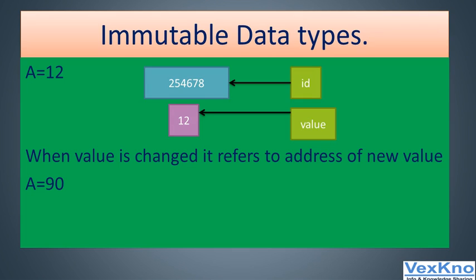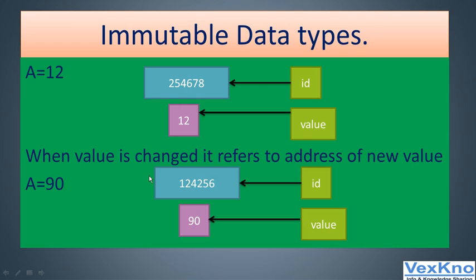Each value is accompanied by an ID. That means whenever you declare a variable, the variable can be represented with the help of two values: one, the address value, and the other, the actual data value. So here 12 is the data value, and 12 has a unique address, that is the ID. So a refers to this ID. Now when you change this, 90 has a new ID, so now a refers to this new ID. In this way, when you change the value, the reference also changes.